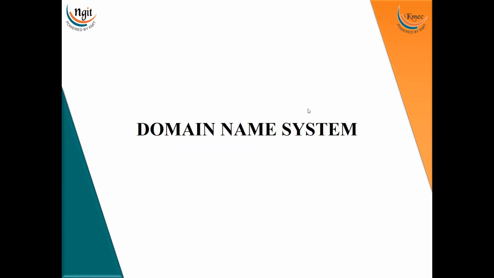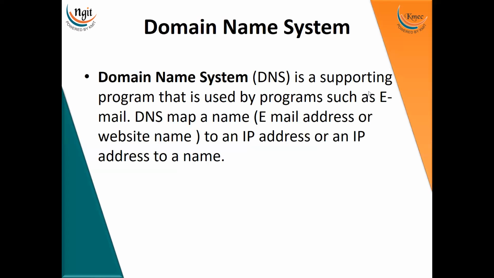In this, the first topic starts with the domain name system. Where do we use this domain name system, especially for the IP address as well as with the email system? Now, this domain name system is a supporting program that is used by programs such as email and also the IP. The domain name system, DNS, maps a name, which is for an email address or a website name, to an IP address, or an IP address to a name.